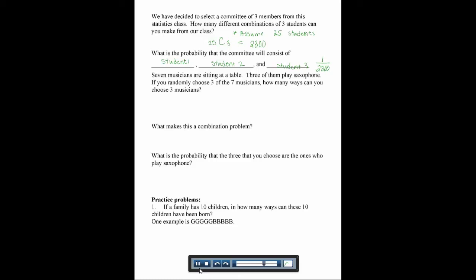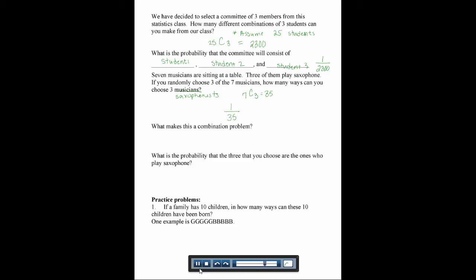So the next one says 7 musicians are sitting at a table. 3 of them play the saxophone. If you randomly choose 3 of the musicians, how many ways can you choose 3 that are saxophonists? Okay, so we're just choosing 3 musicians out of 7. So this would be 7C3, which gives us 35 ways. So since there's only one group of 3 saxophonists, the probability would be 1 out of 35.